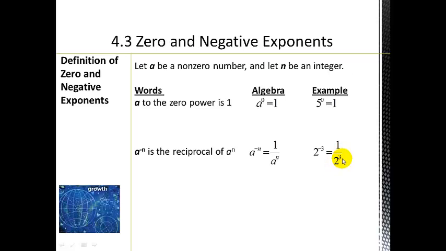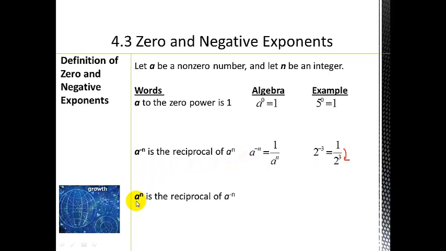What Mr. Slack likes to think of is this place, if it's negative, it's not happy where it is. So it wants to move. The only place it can move is down. And then notice that my exponent now is positive. So let's look at the reverse of that.